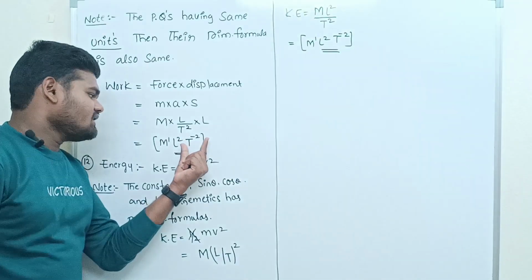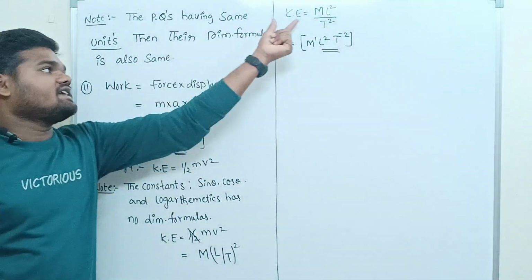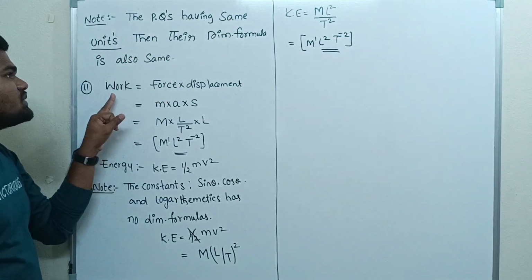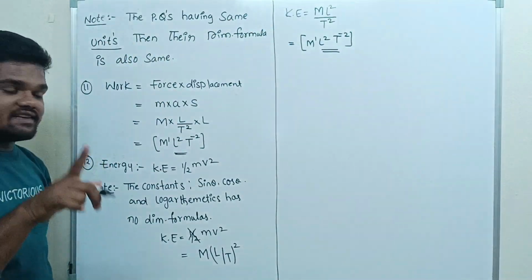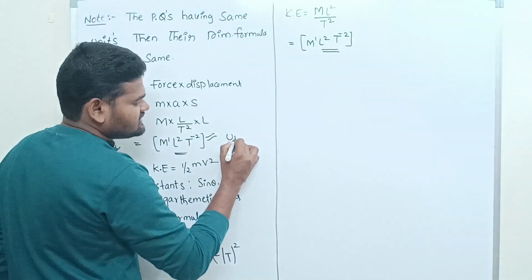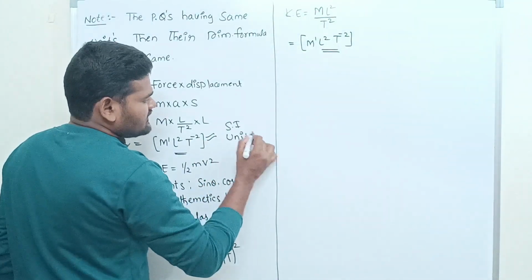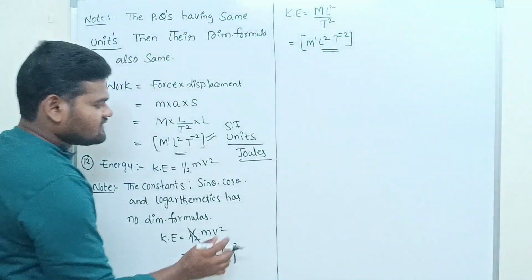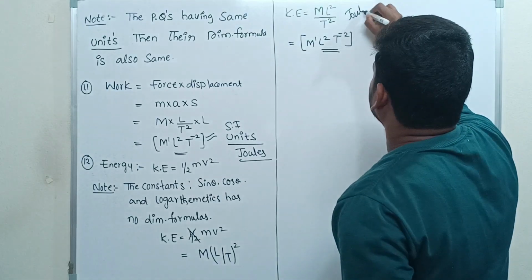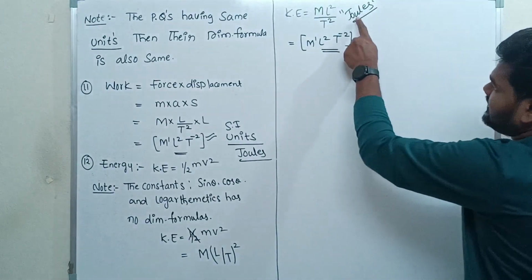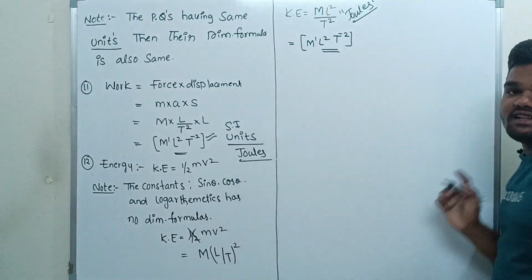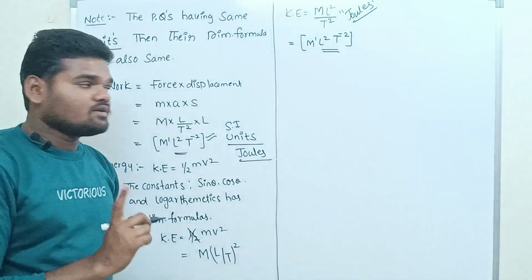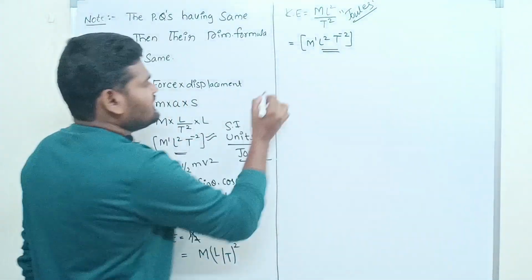Have a look. So we got dimensional formulas of work and kinetic energy are same because the physical quantities having the same units, the units of work and kinetic energy or energy, both are same. So the SI unit of work is joule. So the SI unit of kinetic energy is also what? Joules. So because their SI units are same, that's why the dimensional formula of work and kinetic energy is also same. Any doubt? Right. So 12th one, next 13th one.